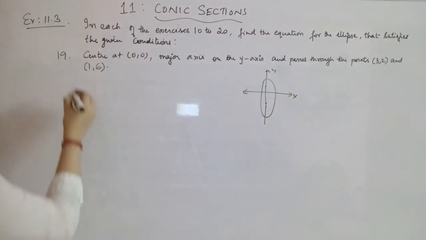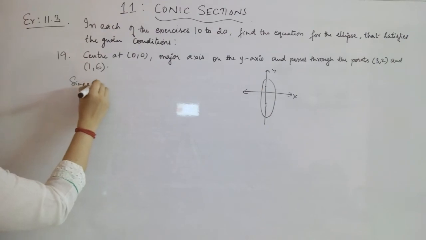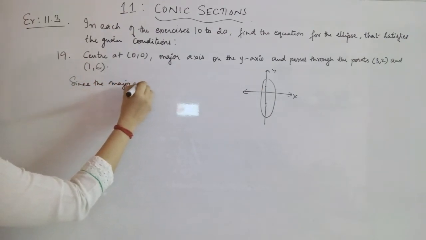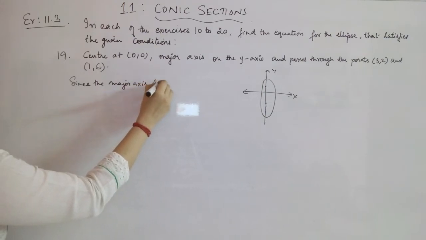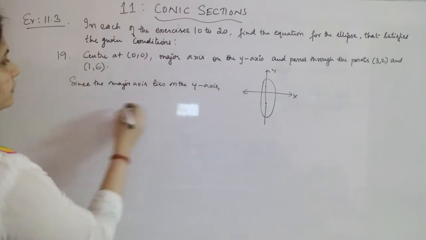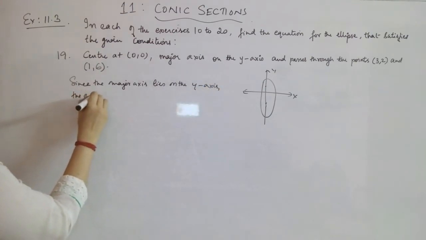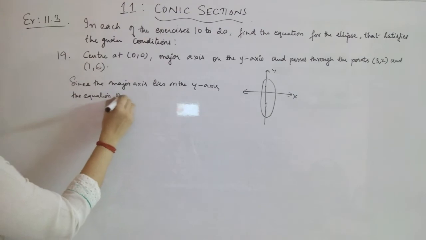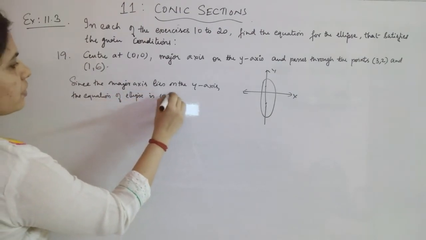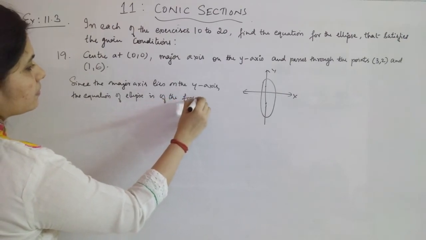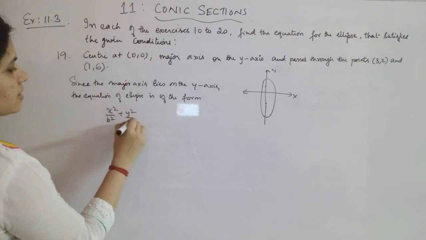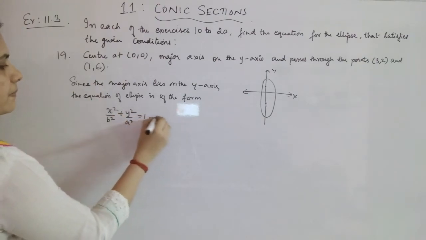Okay. So, since the major axis lies on the y-axis, the equation of ellipse is of the form x square by b square plus y square by a square equal to 1.